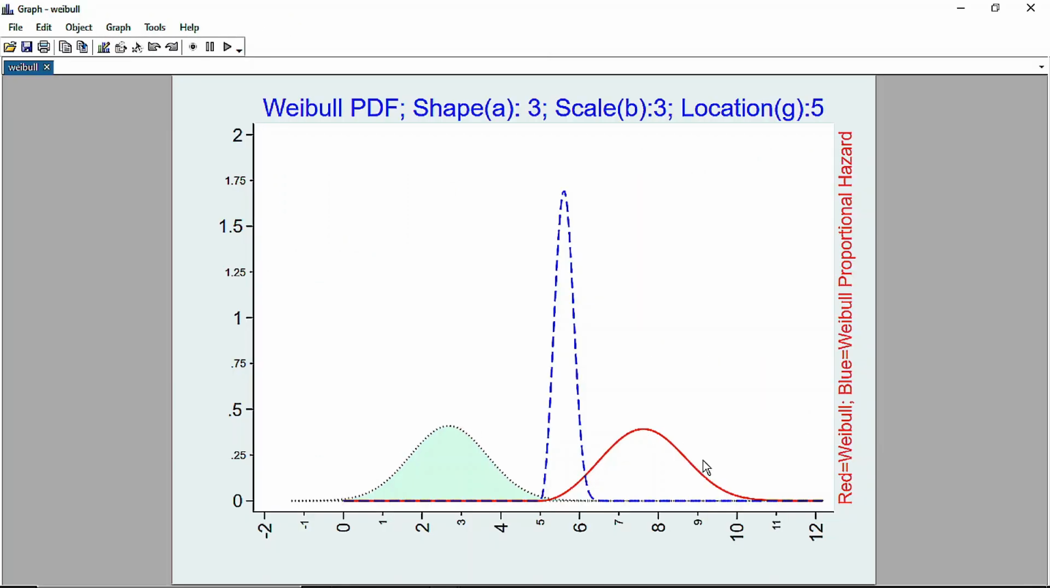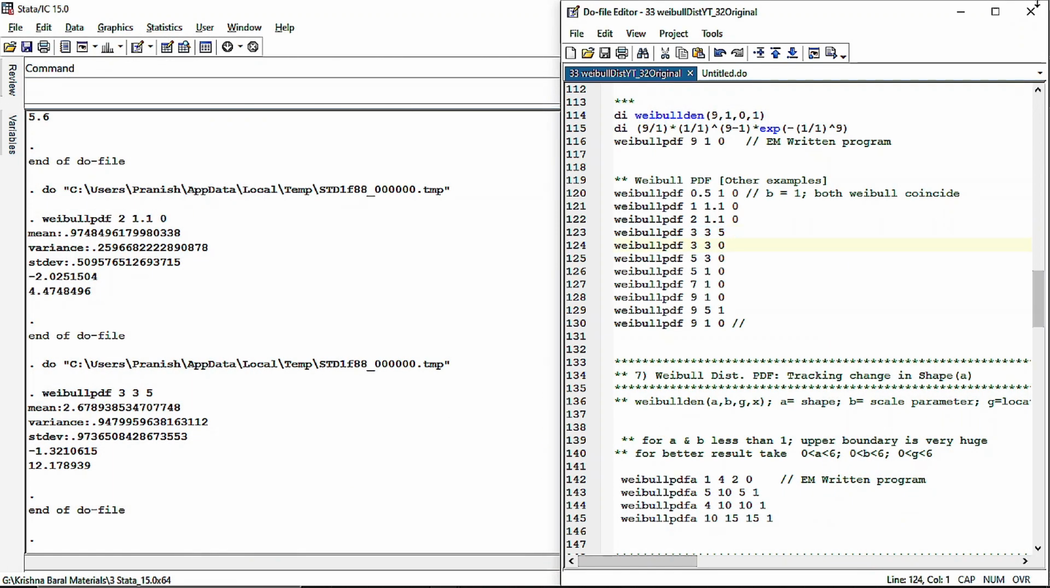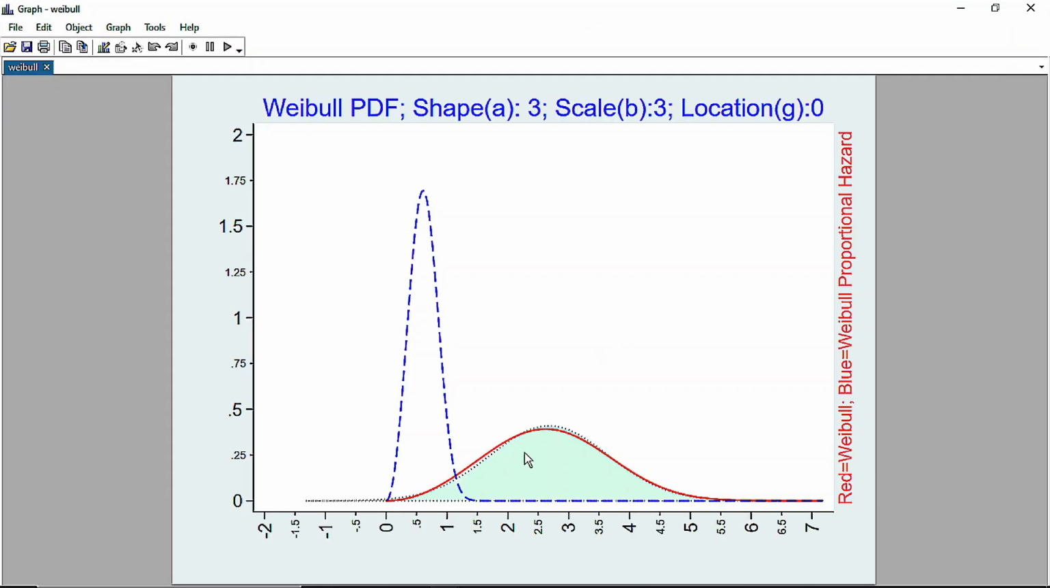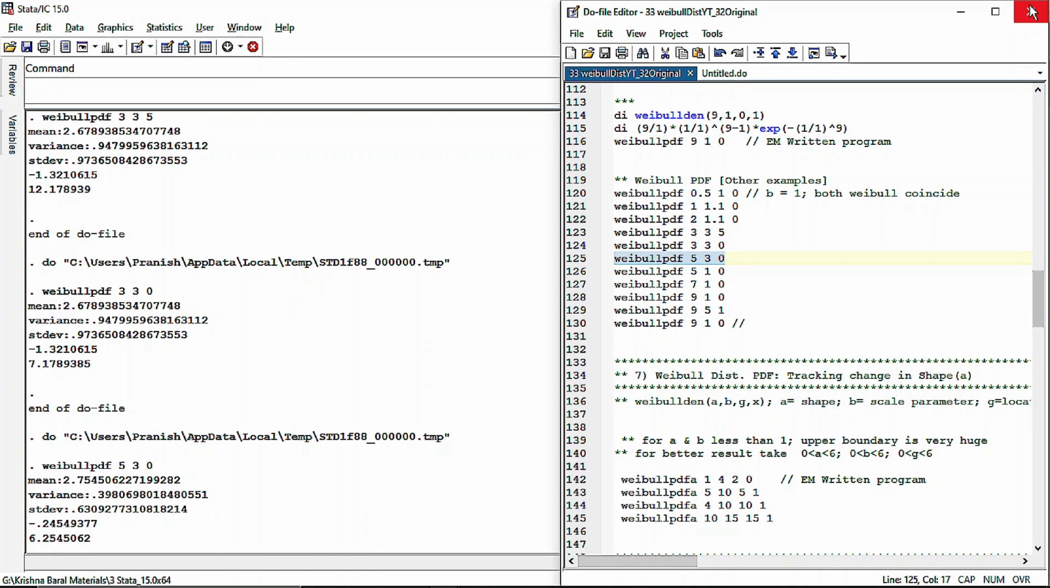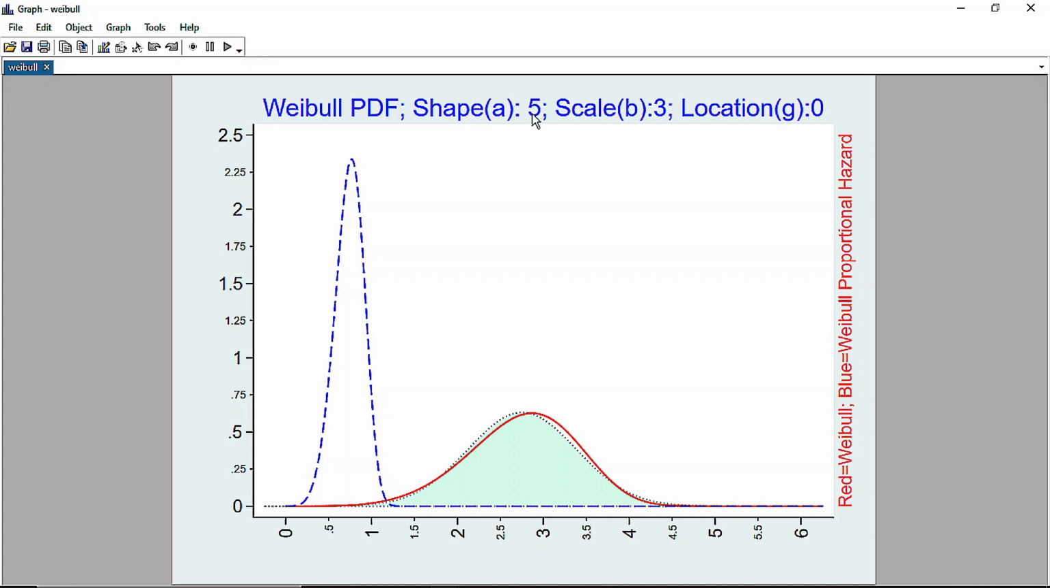With the red one, it is our Weibull distribution, and with the blue dash line, it is our Weibull proportional hazard distribution. Again, the shape and scale parameter is 3, but the location parameter is 0. So in this case, the normal distribution and the Weibull distribution are nearly converging. So the PDF of the Weibull distribution for these parameters: the shape parameter is 5, the scale parameter b is equal to 3, location parameter is 0.